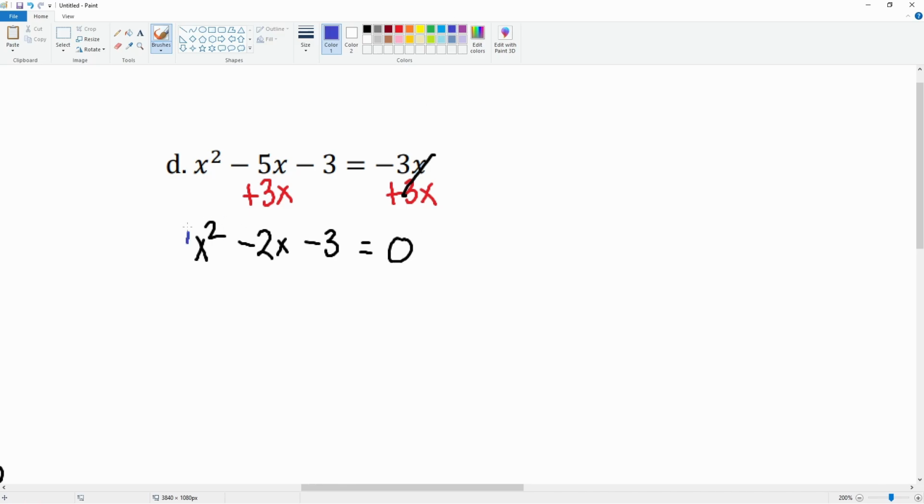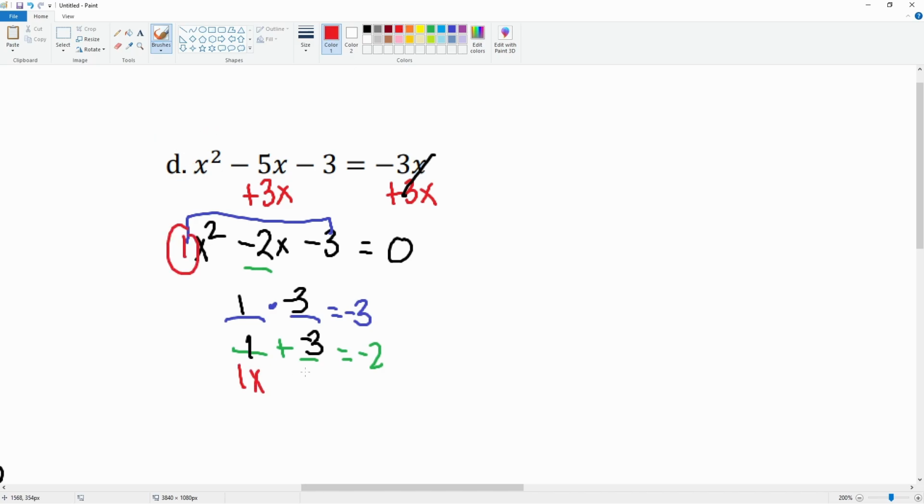Now we factor. We want to find two numbers that multiply to make negative 3 and that add up to negative 2. I believe the numbers here are 1 and 3. The negative is on the 3. 1 times negative 3 is negative 3, and 1 plus negative 3 is negative 2. Here we want to divide by the first term, so it's 1x, 1x, the ax value. So in factor form, we have x plus 1 and x minus 3 equals 0.